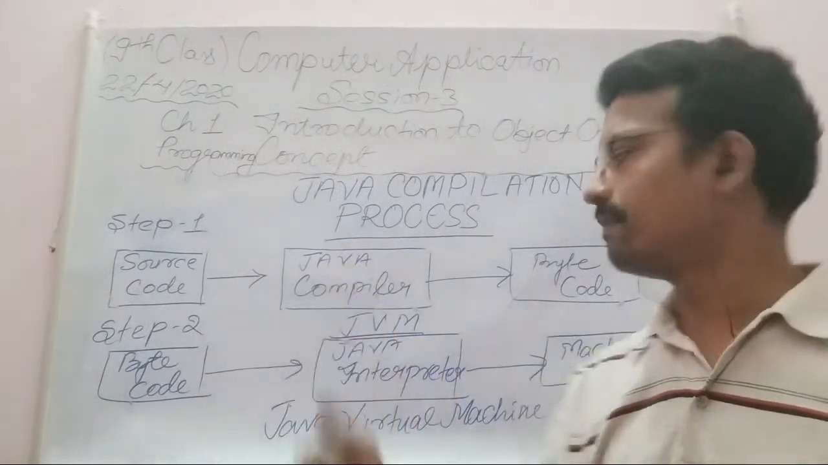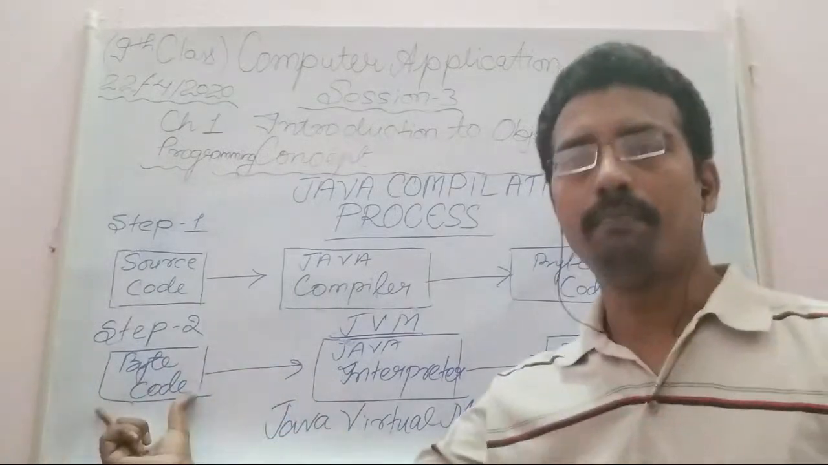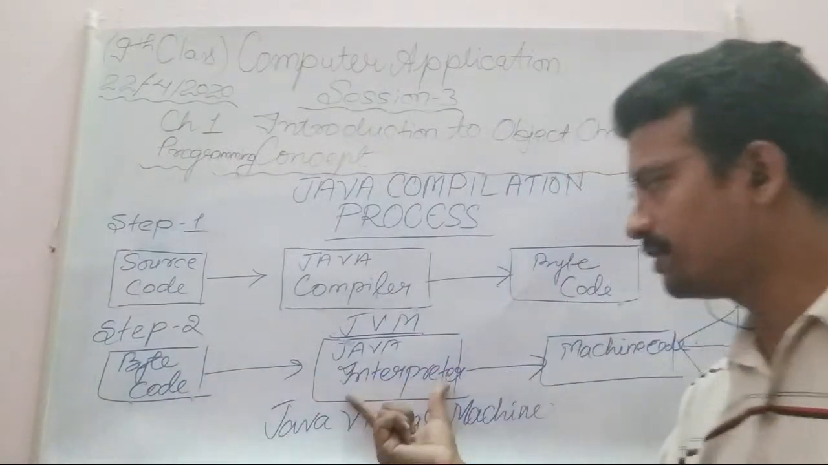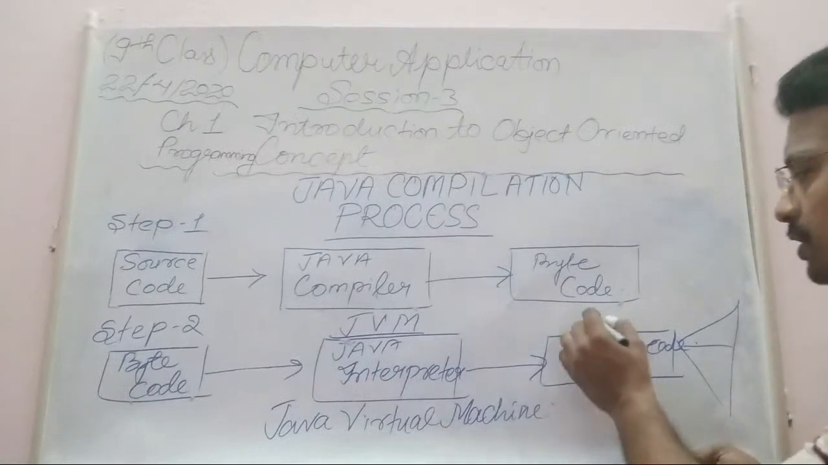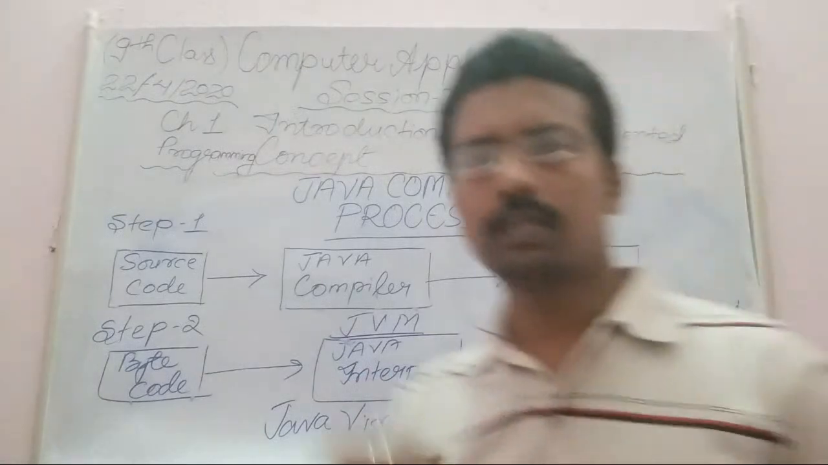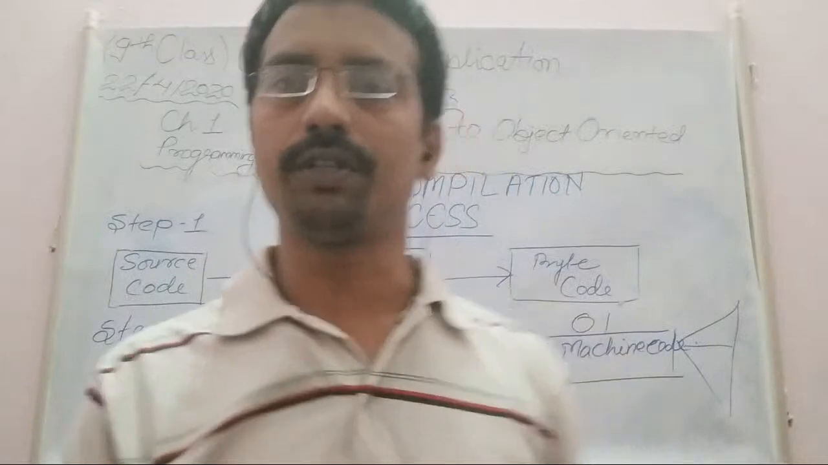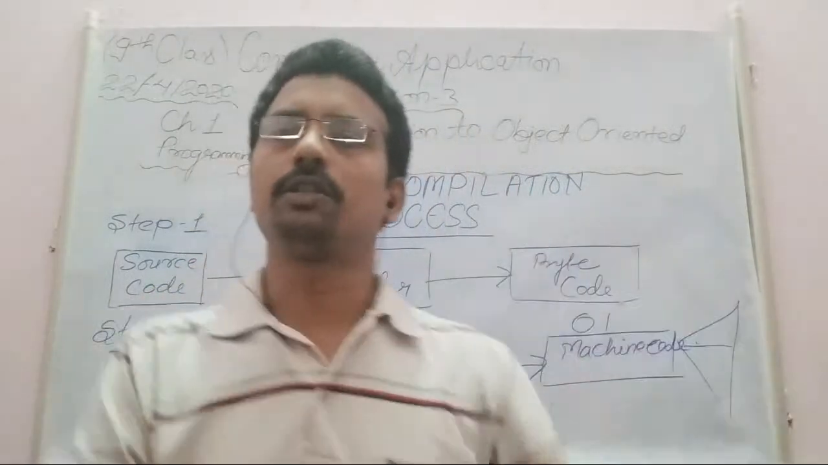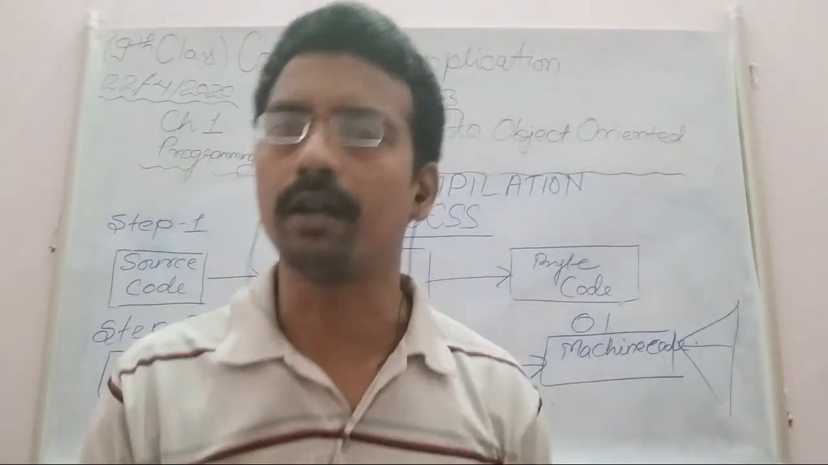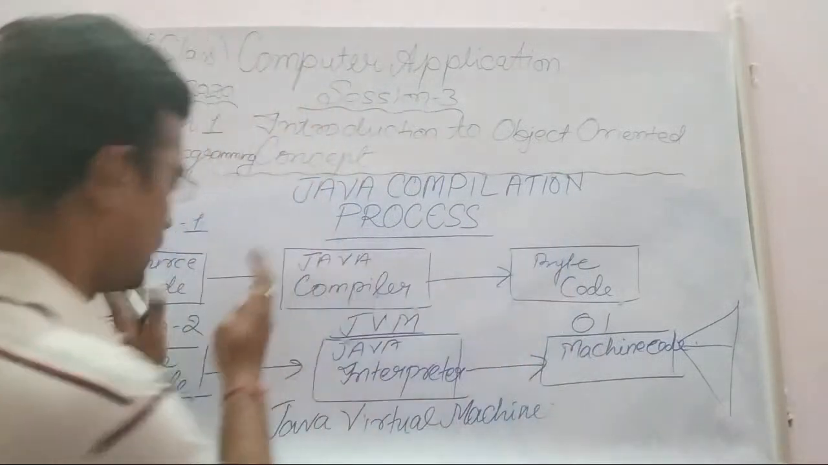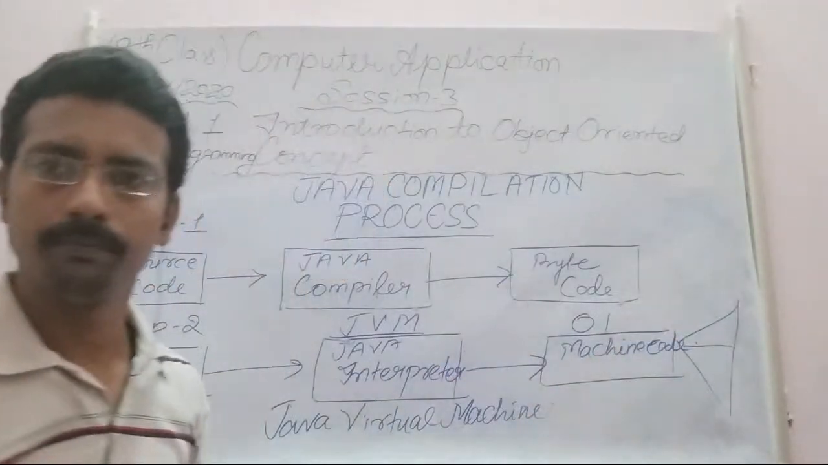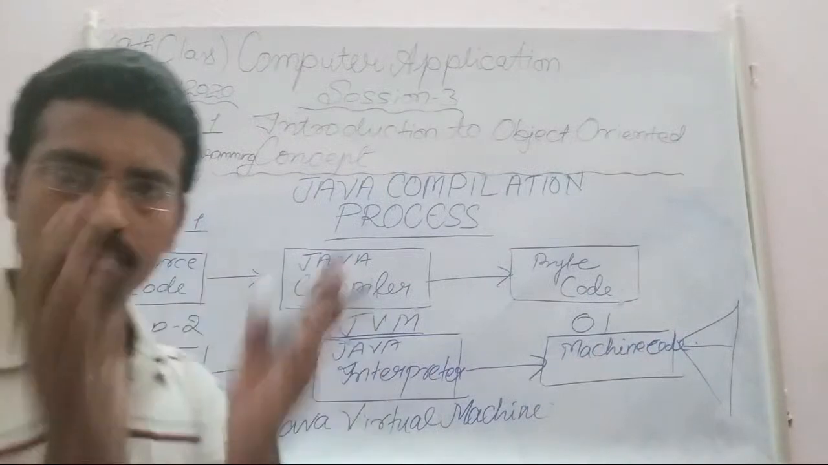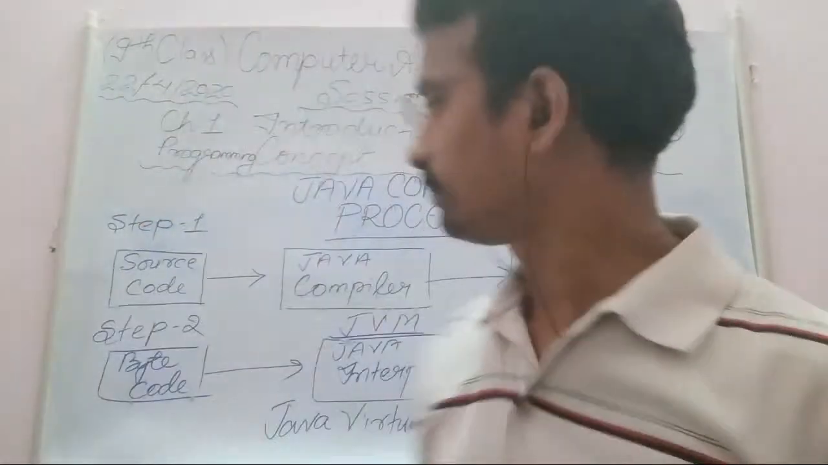This Java Virtual Machine accepts the bytecode and converts it into machine code, means 0s and 1s format. Then this code is given to the processor, and then it is processed and produces the result. So this is the conversion from source code to machine code. Hope it is clear? One more revision.